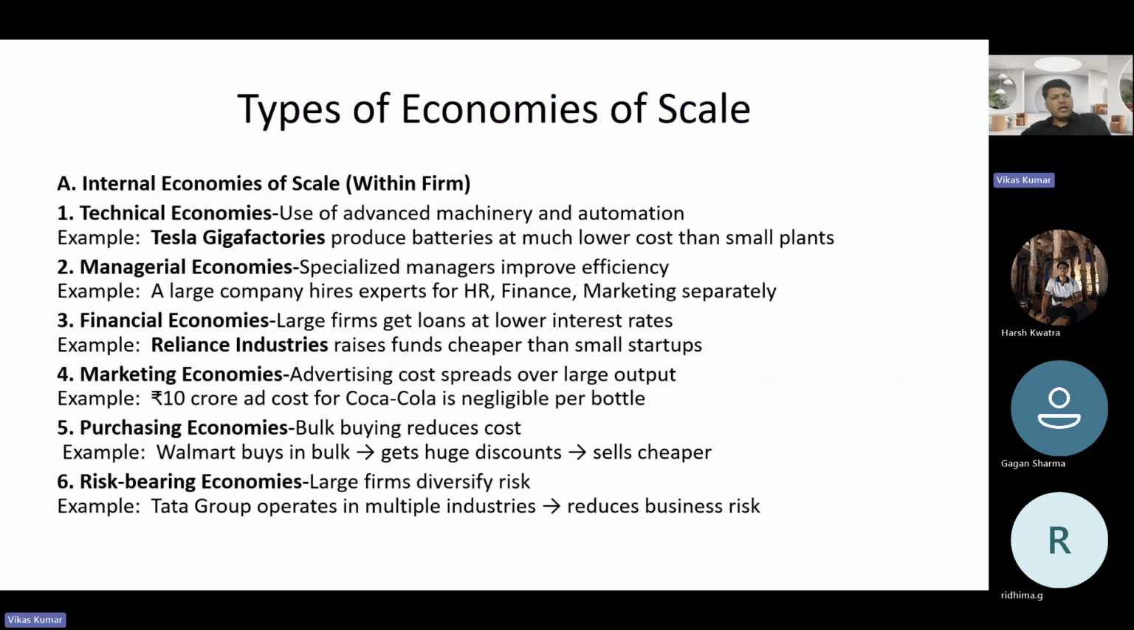Now let's take examples to understand internal economies in a broader way, which are the within-firm factors, like technological economies.